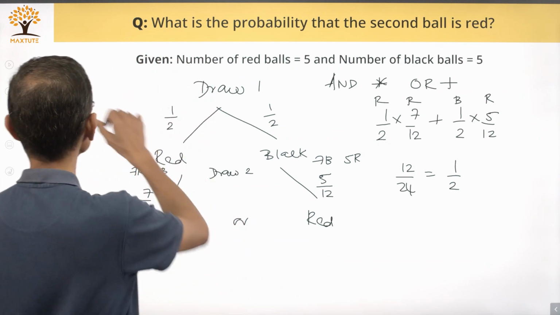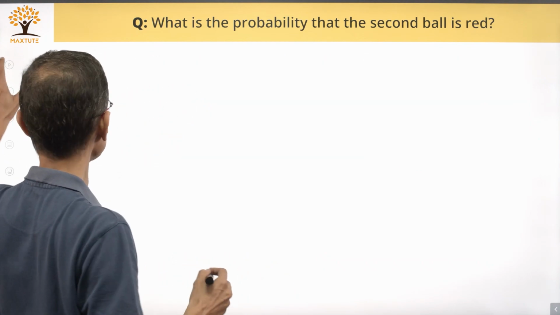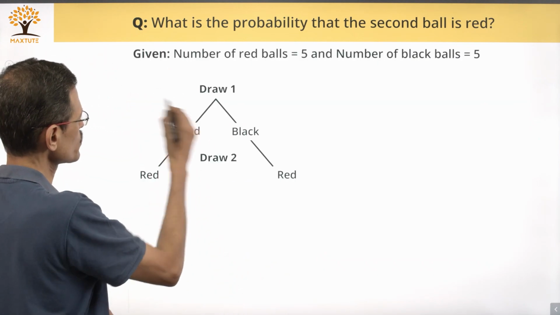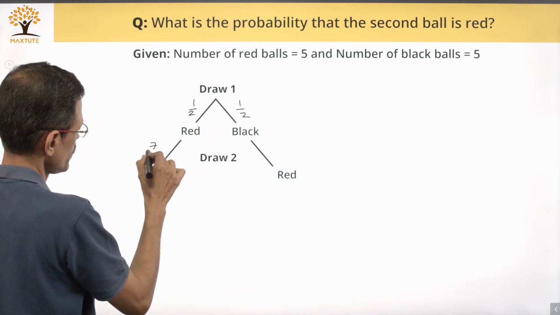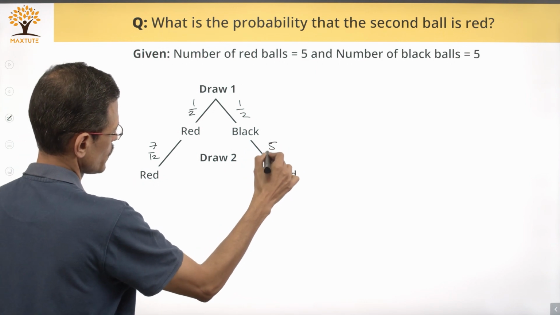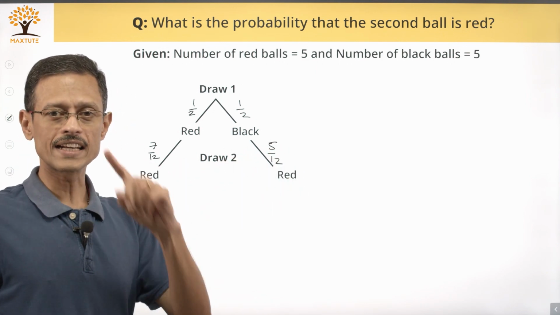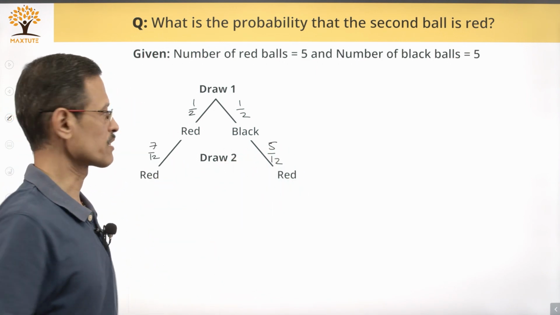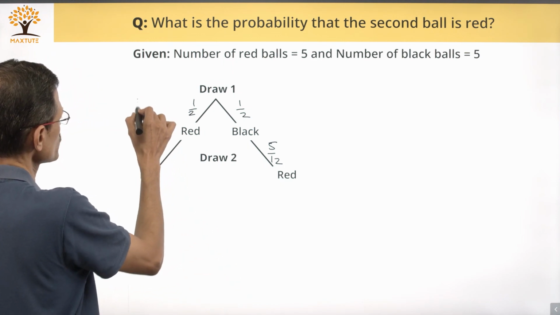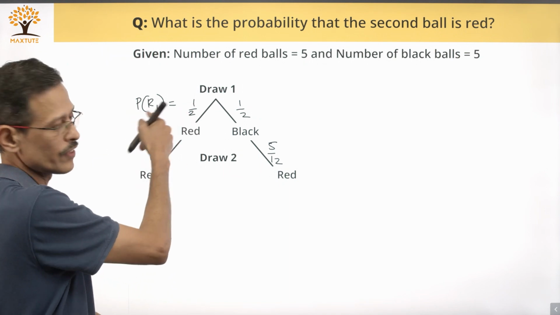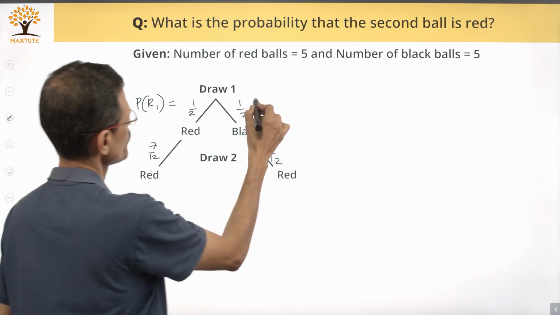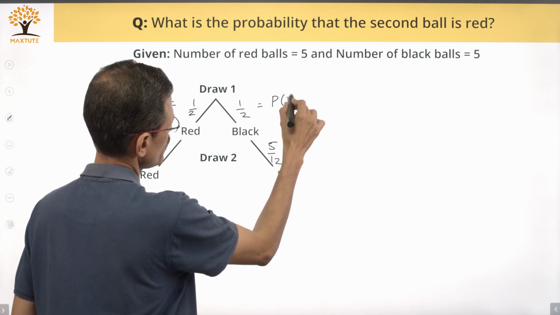We'll now plug in the denotations. This is the tree diagram that we had. I'm going to throw in the numbers first and then I'll plug in the denotations. 7 upon 12. This is 5 upon 12. This is still not the end of the road. I'm going to walk you through the steps in a subsequent slide. I'll call the first ball being a red P of R1. P of R1, the first ball is a red, is half. Here the first ball is a black, I'll call it P of B1.